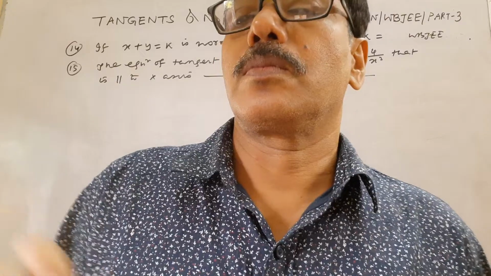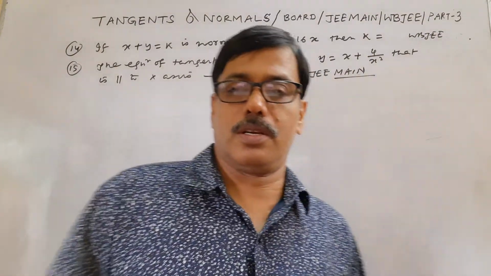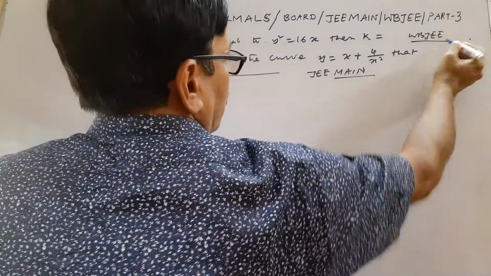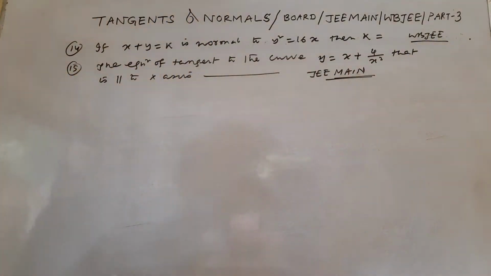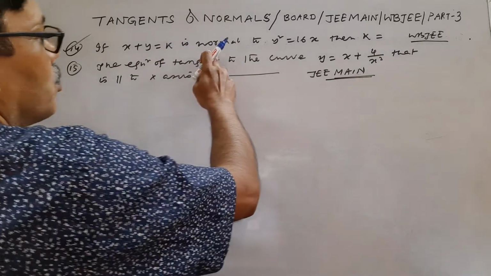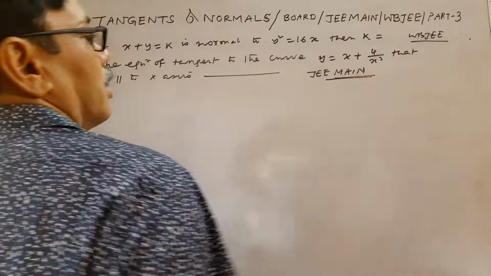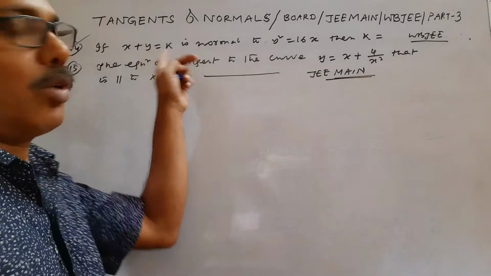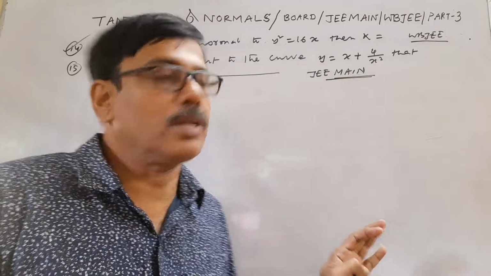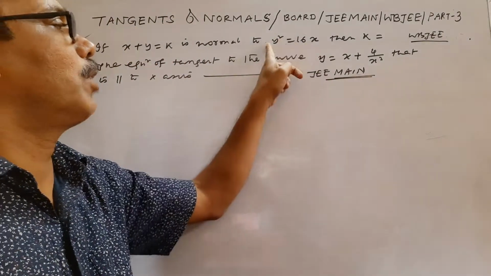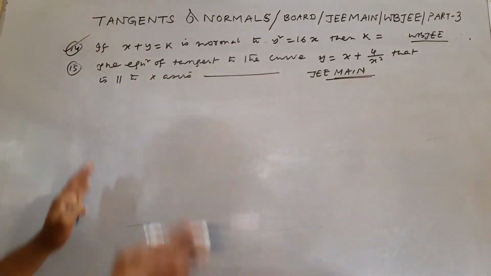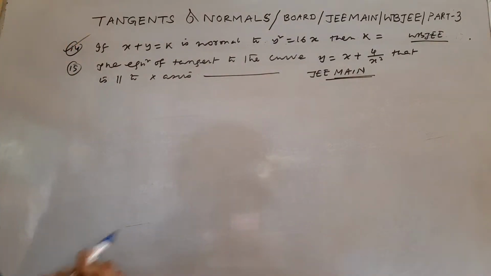Now we consider two very simple problems of WBJEE and one for JEE Main. So problem number 14. If x plus y equals k is normal to this, then find the value of k. So this represents a normal. We find the slope of the normal of the curve and the slope of the straight line, make them equal, and we find the result.